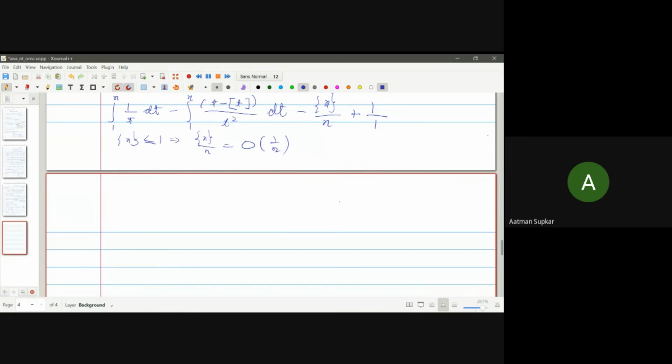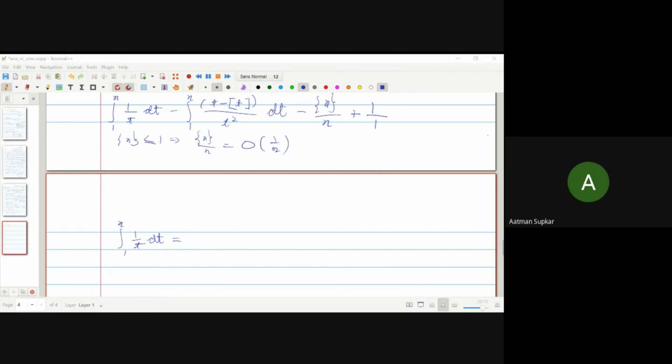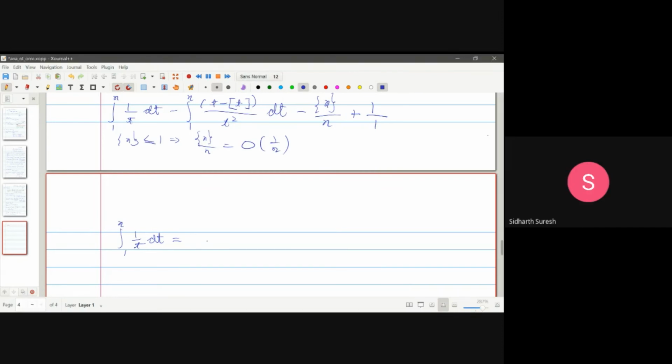Once my graphic tablet allows us to, integration 1 to x of 1 over t dt is equal to, this is something nice. Can somebody tell me? Yeah, I'm actually not going to write it if you don't tell me. Log x. Right. The integral of 1 by t I just mentioned is log x.